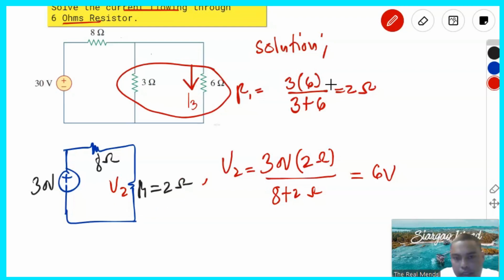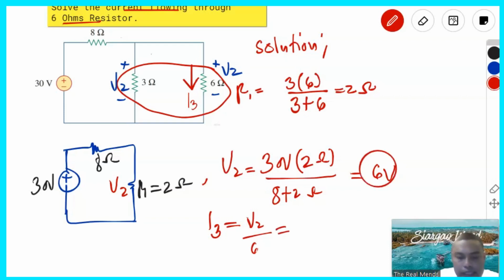That is 6 volts. Okay, so if you observe the circuit, if this is positive and negative V2, so the same with this 6 ohms, that is because they're connected in parallel. So to solve for the current, we have for the I3, or the current for the 6 ohms resistor, that is just V2 over the 6 ohms resistor. Thus our value for V2, that is 6.